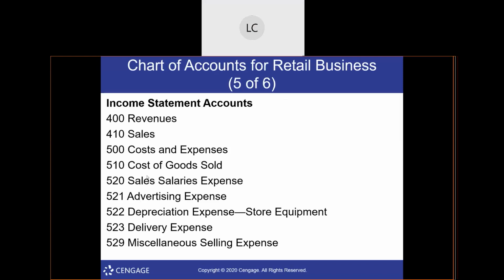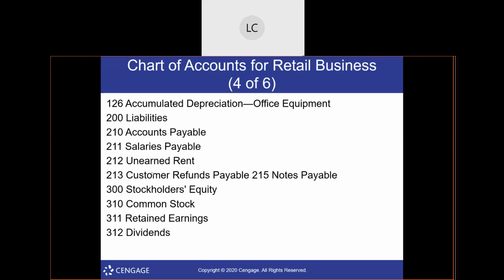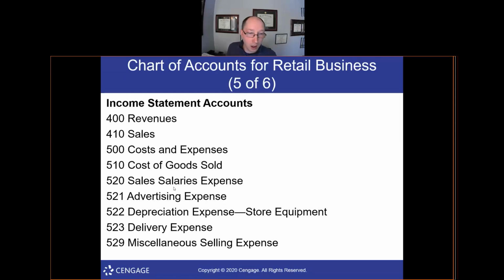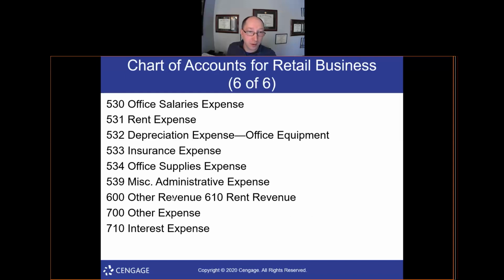Okay, so where are we? Customer refunds payable, that's unique to retailers. Let's see. I'm trying to think of other ones that are unique to retailers. That's really about it.